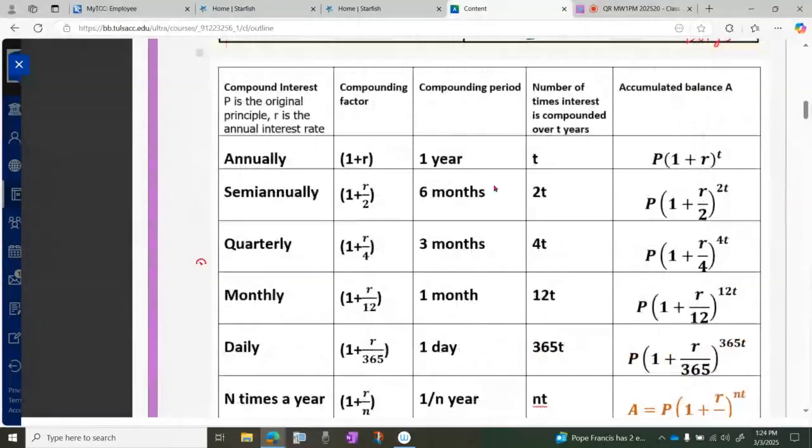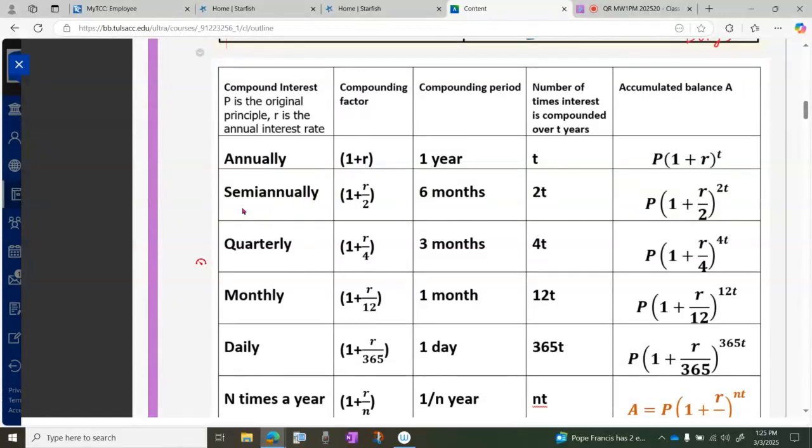So we want to know a concept or a term called the compounding factor. What is a compounding factor? What's the structure of the compounding factor? The compounding factor is the number 1 plus a rate. If your interest is compounded once a year, meaning your chicken lays eggs once a year, then the compounding factor is just 1 plus the annual interest rate.